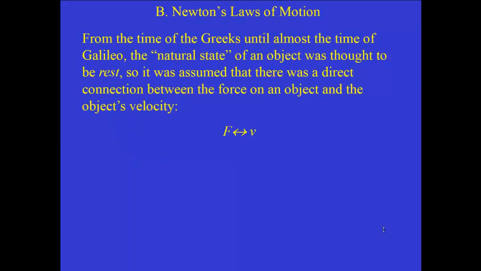To give a little bit of historical background, because it's important for us to understand why sometimes we have misconceptions about the relationship between forces and motion. From the time of the ancient Greeks, almost until the time of Galileo in the late 1500s and early 1600s, the so-called natural state of an object was thought to be at rest. And so just based on this assumption or this philosophy, it was assumed there was a direct connection between the force on an object, whatever an external agent might do to it, and the object's velocity.